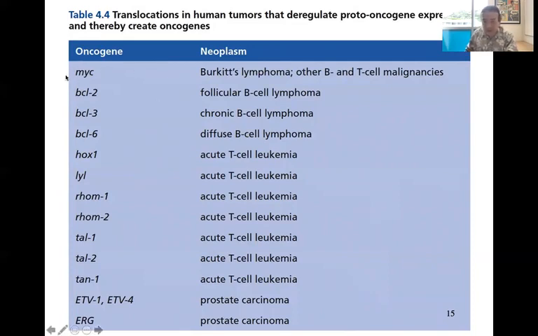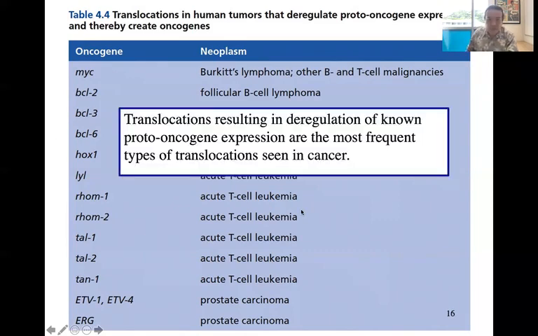If MYC is involved in the T8;14 translocation, it leads to Burkitt's lymphoma, as well as other types of lymphocyte-specific cancers. There are some other ones here. Let's take a look at this example here, the BCL. I should point out that translocations resulting in deregulation of known proto-oncogenes, such as MYC, are the most frequent types of translocations that you see in cancers, right?